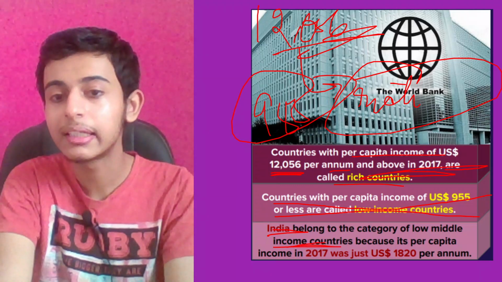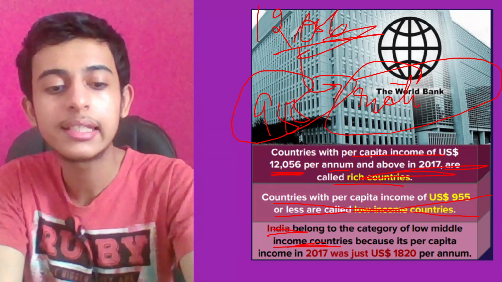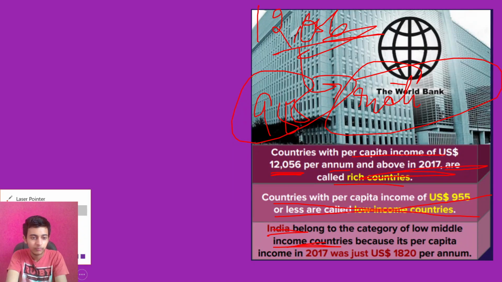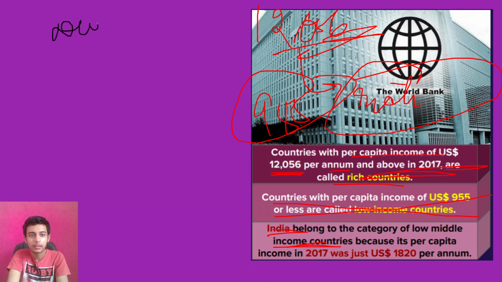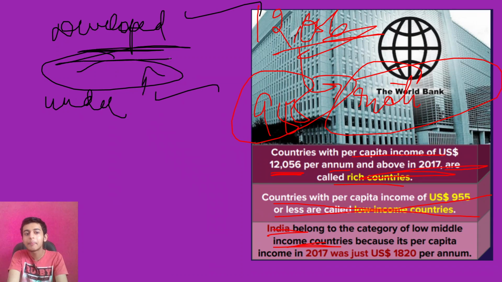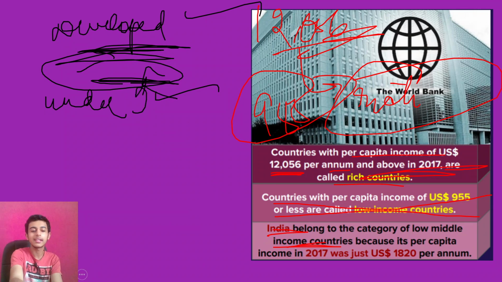Low middle income means it is between, let's say this is the developed, this is underdeveloped. So India lies in between. ठीक है. ये डेवलप्ड है, ये अंडर डेवलप्ड है. तो इंडिया थोड़ा सा ऊपर है इसके, ये हाई मिडिल है, ये लो मिडिल है. तो इंडिया जस्ट अंडर डेवलप्ड के ऊपर आता है. That you need to understand.